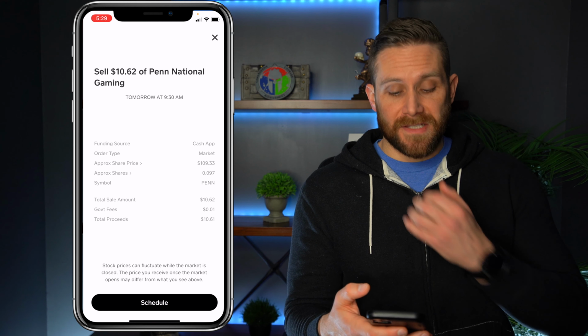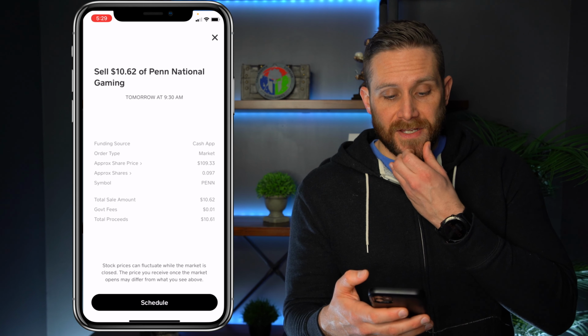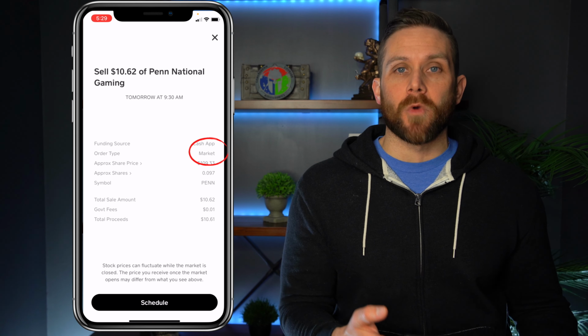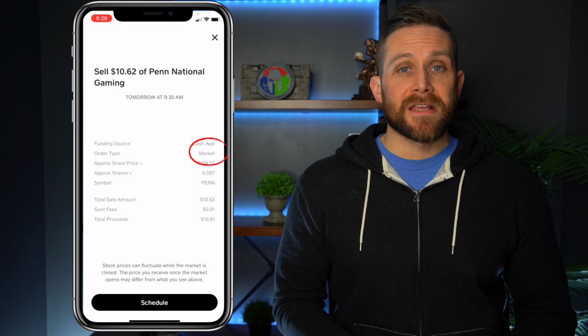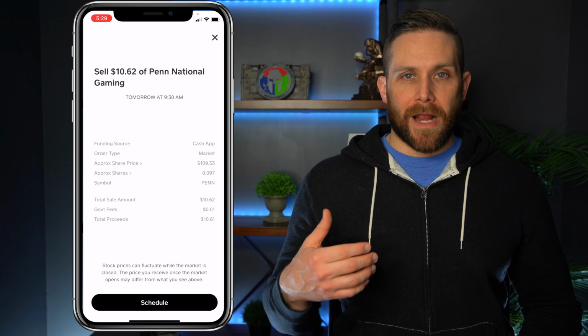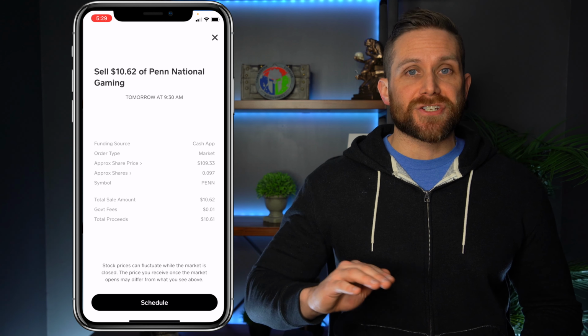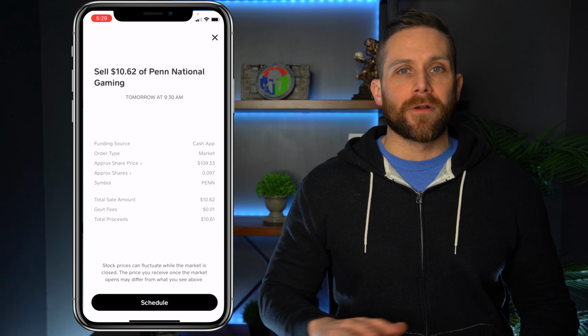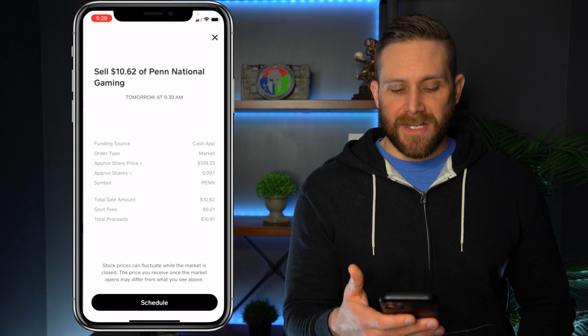And this is going to give us the details of what we're selling. So it tells us right up top there. So order type is market. So what a market order is basically you're telling Cash App, hey, when I place this trade, go ahead and sell these shares or sell my stock at whatever price the current market is. So that's all you're saying when you do that.